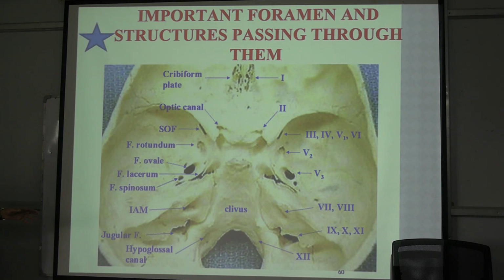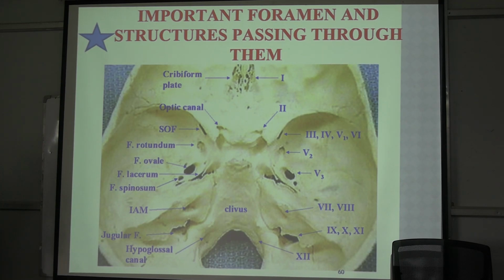Then we have the jugular foramen, which is close by the foramen magnum. On the inner margin of the foramen magnum we have the hypoglossal canal, which is the exit for the 12th cranial nerve. So, you should be able to identify the cranial nerves which are exiting through each of these foramina.